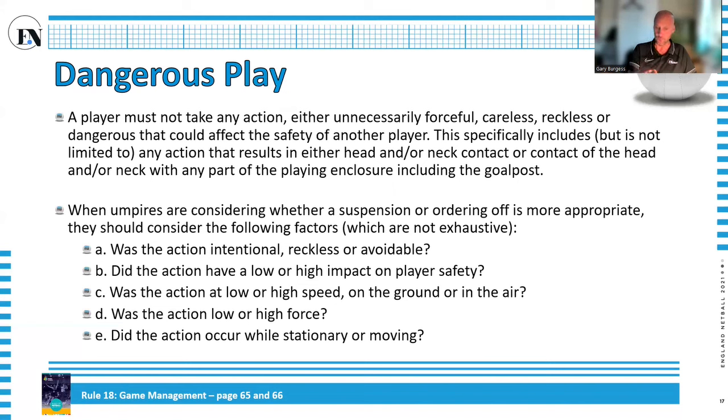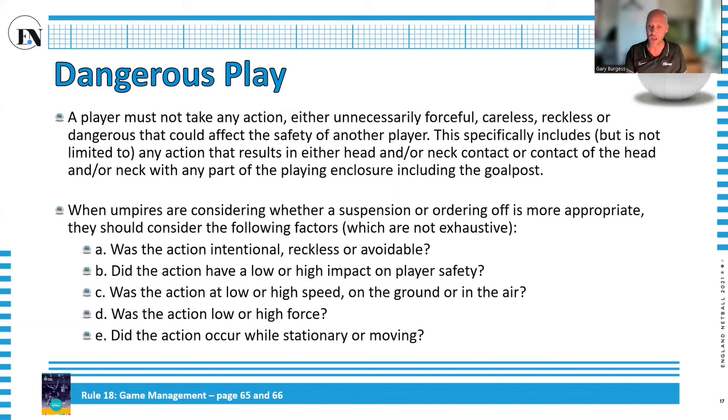Okay. Now, when considering whether it should be a suspension or order off, the things that are on the screen, you need to think about. Was it intentional, reckless, or avoidable? If it was and they could have avoided it and they didn't, you're more over to order off. If it was not avoidable, let's say, for instance, another example of a warning: a player's only got eyes for the ball and they're backing up and they go to jump and they hit the person behind them and the person falls over. They don't bang their head on the floor, but they fall over.